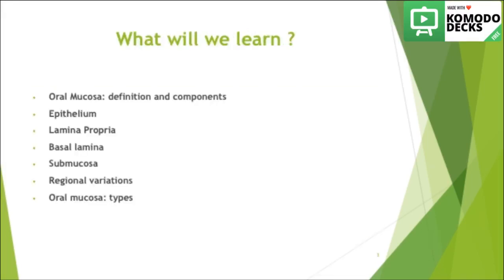So what we will learn in this lecture is the definition and components of the oral mucosa. We'll start with the epithelium, the lamina propria, the basal lamina, and the submucosa. We'll talk later about the regional variations and the types, a quick overview of the types of the oral mucosa.